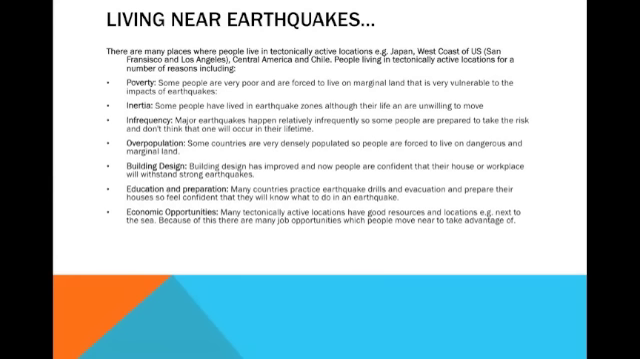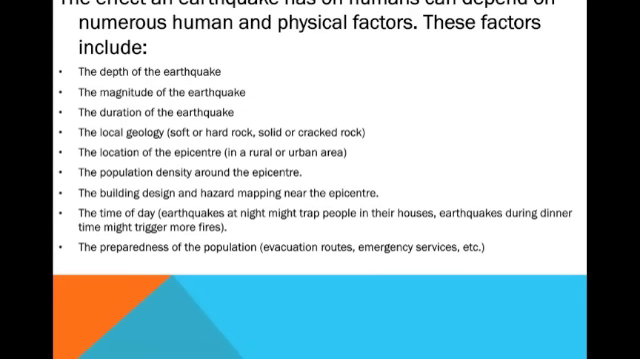Education and preparation. Many countries practice earthquake drills and evacuation and prepare their houses so they do feel confident that they will know what to do in an earthquake. Economic opportunities. Many tectonically active locations have good resources and locations, for instance, next to the sea. Because of this, there are many job opportunities which people will move near to take advantage of.